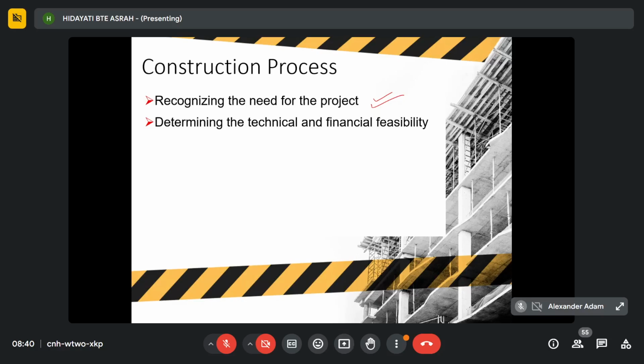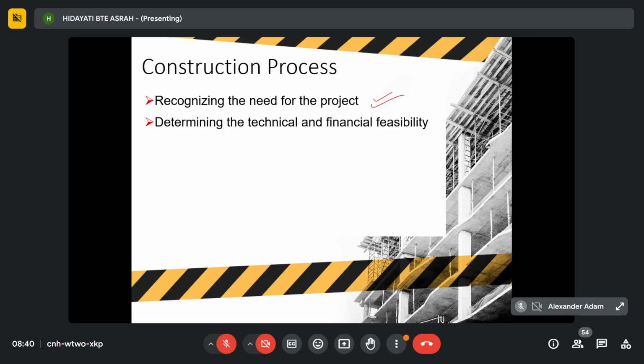Okay, and meanwhile in technical feasibility, you need to determine the materials and labor. That falls under technical. You have to check whether you have labor and material. How about the logistics? And is there any new technology required for the construction project? You have to do some desk study. You determine the technical and financial feasibility.